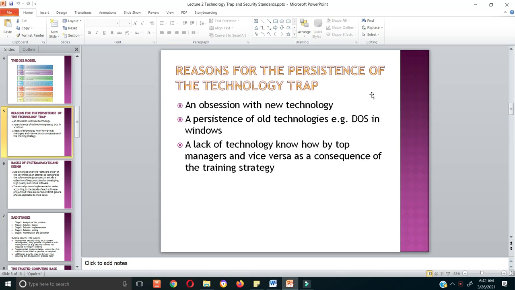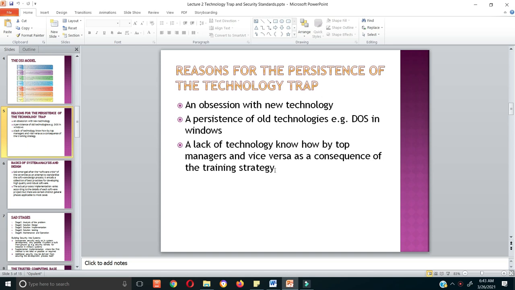So welcome back to the second part of chapter 2. Last time, I introduced the technology trap, and I gave some reasons for the persistence of the technology trap. If you look at the notes, you're going to realize that there's a slight difference between what I taught and what is here. Here you have three reasons for its persistence.